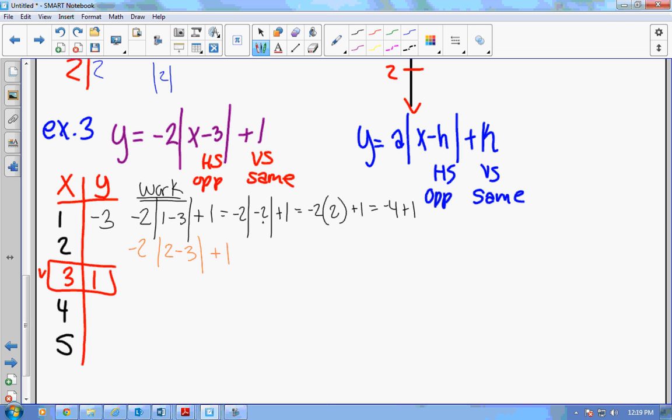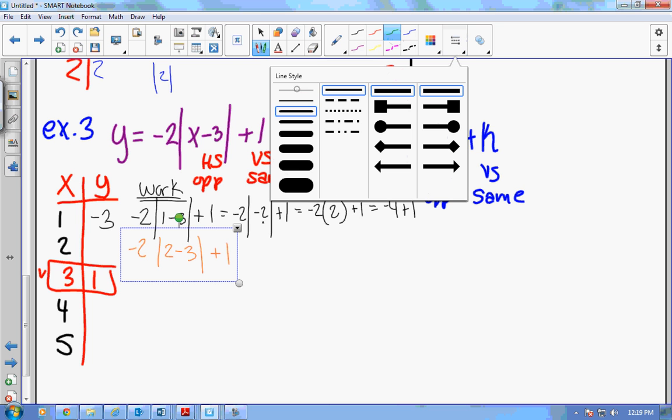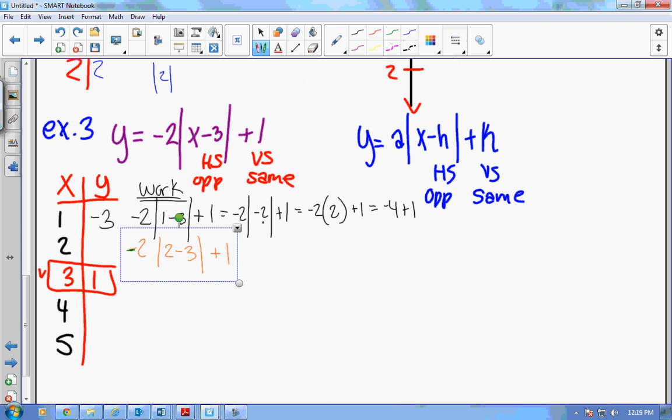All right. So instead of the 1, we replace the x position with the next one, 2. I don't think Colby can see it. Or, not Colby, Stetson, sorry. I'll change it. Negative 2, absolute value, 2 minus 3, plus 1.